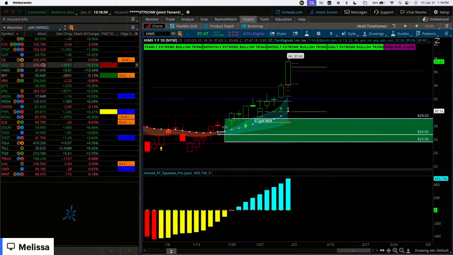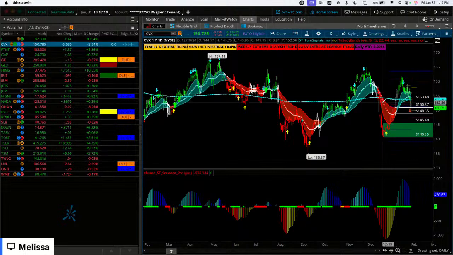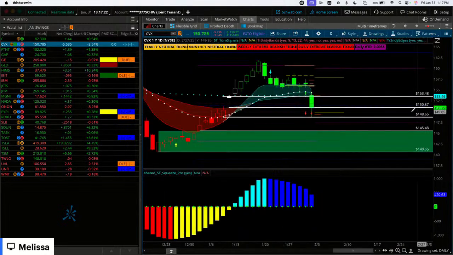All right. So for this list, I again like to have some variety. So I'm going to pick the top performing 3 to 5 different sectors. Then I'm going to narrow that down to the names in the sector that are outperforming. So CVX is one of them, in the overall XLE sector.